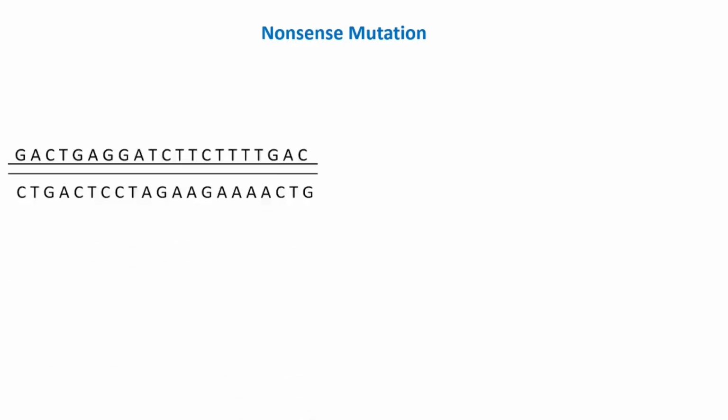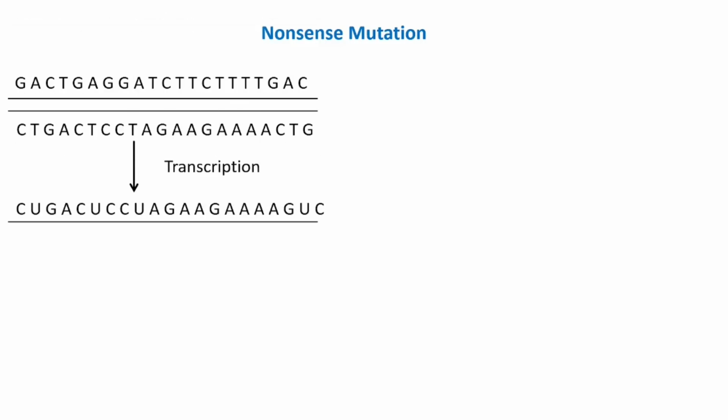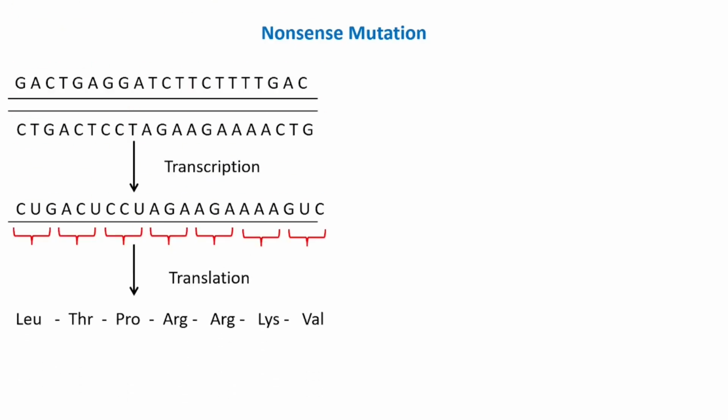On your screen is a gene sequence which undergoes transcription to form an mRNA. The mRNA then gets translated to form the protein with the amino acid sequence which can be seen on your screen. This is the normal functional protein.